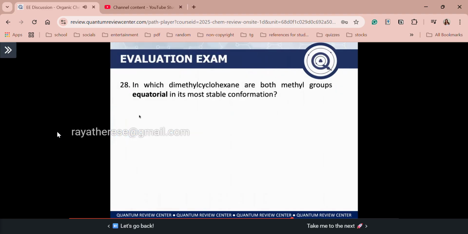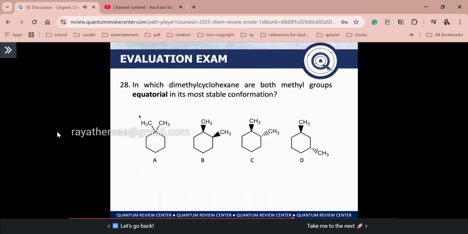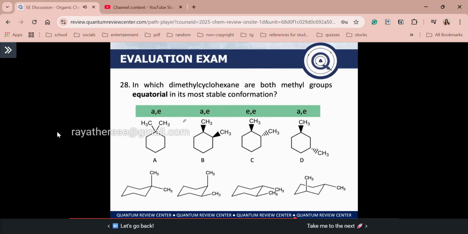Next. In which dimethyl cyclohexane are both methyl groups equatorial in its most stable conformation? Remember, we discussed how to convert a line angle structure to a chair conformation. Class, when the conformation is staggered, the positions alternate up and down, equatorial and axial respectively. So here are our particular positions. Class, for easy visualization, let's convert the choices into chair conformation. For choice A, we don't have a particular positioning because both are attached to a single carbon.